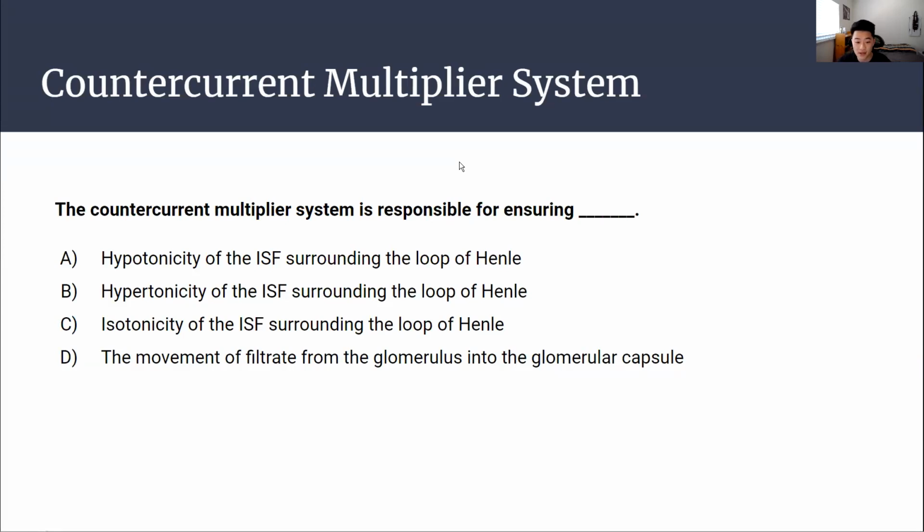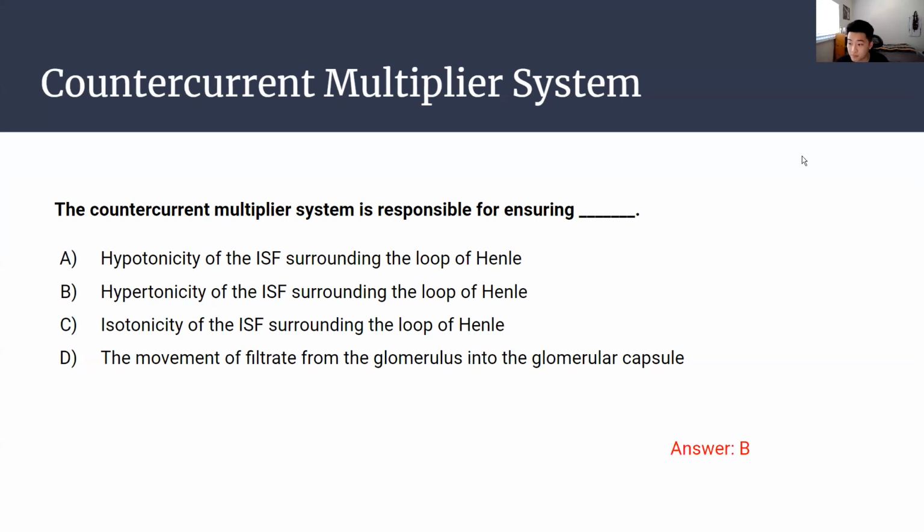Read the answers carefully, guys. You guys have about 10 more seconds, 10 to 15 more seconds. Okay.